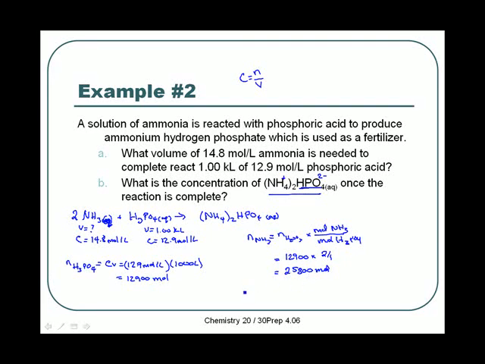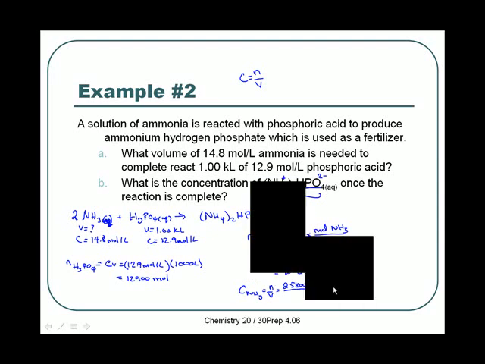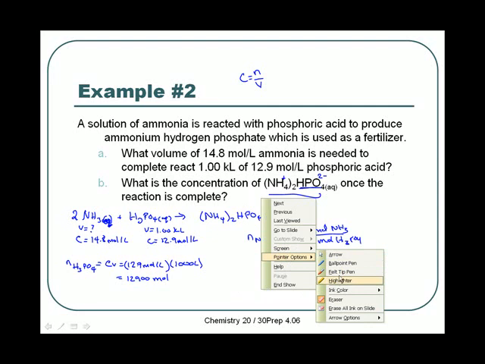We can calculate the concentration now. The concentration of NH3 is going to be equal to n over V, where n is 25,800 moles divided by the volume. Oh, look at that. That's what happens when you go too fast. We want to find the volume. So, we're going to erase this nonsense here, because we're not looking for concentration. We're looking for volume. That's what happens when you go too fast.